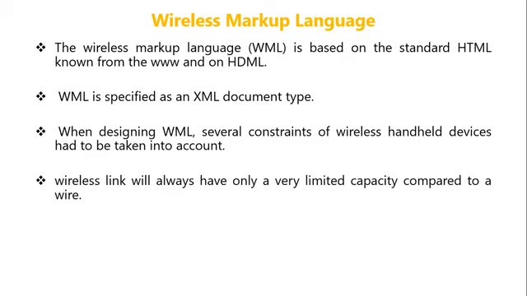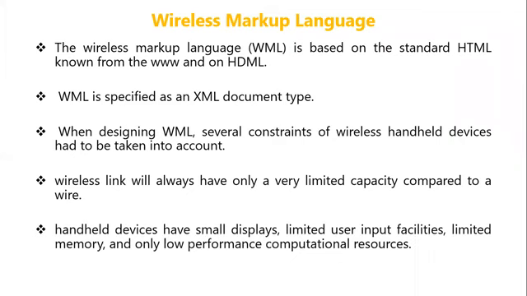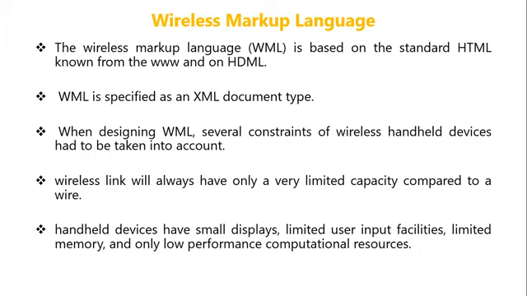When designing WML, several constraints of wireless handheld devices should be taken into account. For example, wireless links always have a very limited capacity compared to wired links, and handheld devices have small displays and limited user input facilities. That is, typing is very difficult on a mobile phone because the finger size is big, but the keys for typing will be very small. Also, limited memory and low performance computational resources. So all these things should be taken into account.